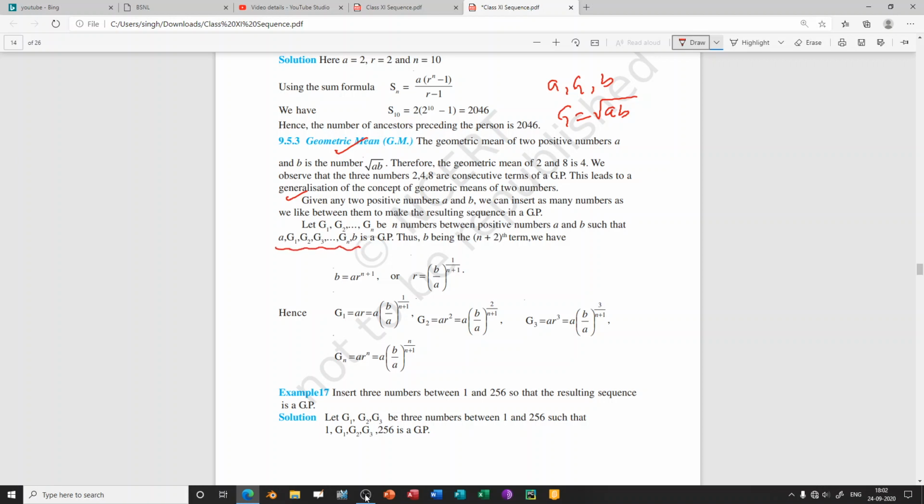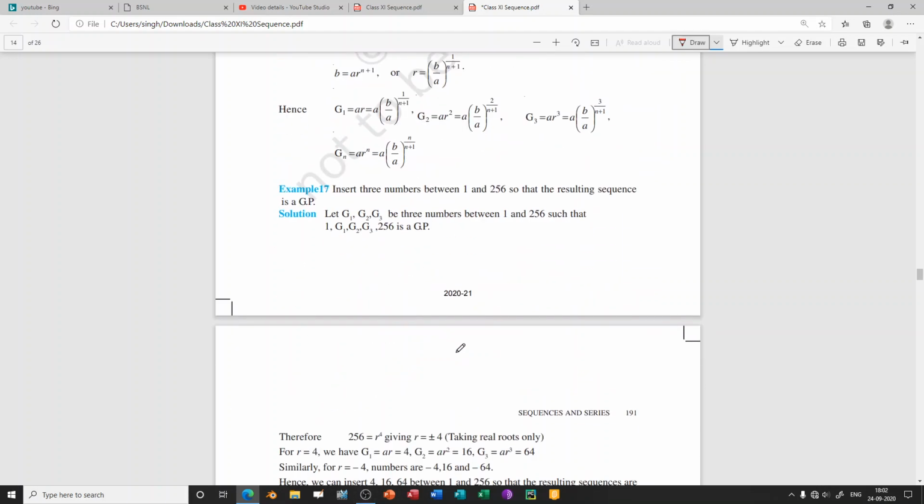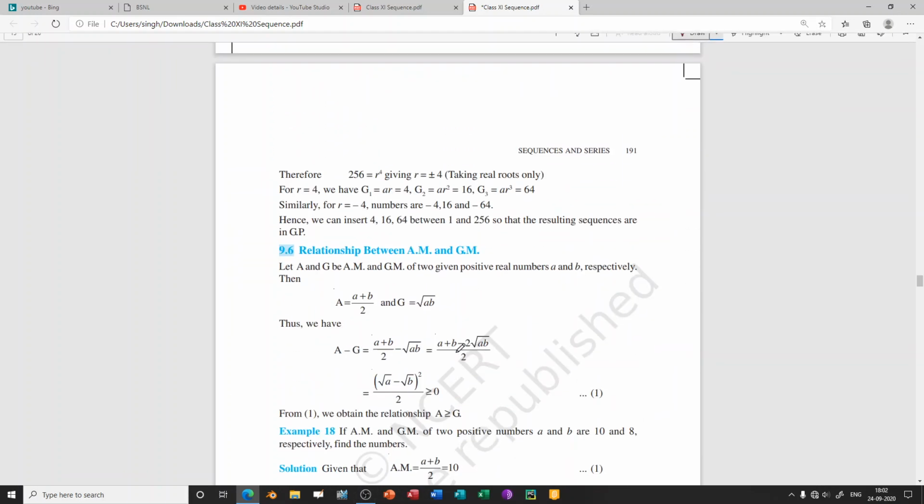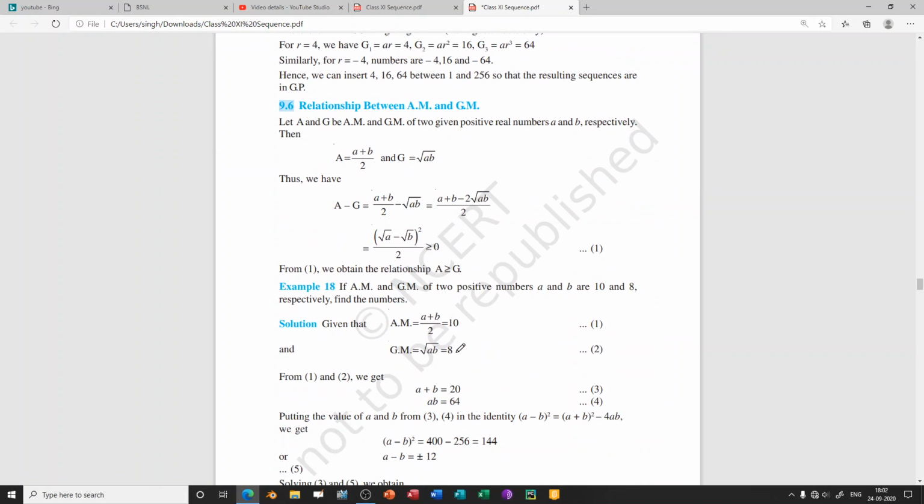And it is very simple to find them because the sequence a, G1, G2, G3 so on till Gn, and then the number b is a GP, and we can apply the definition of GP. So easily we can find the numbers. Next we'll find the relationship between arithmetic mean and geometric mean. Let capital A and capital G be the arithmetic mean and geometric mean of two positive real numbers a and b respectively. Then A equals (a plus b) by 2 and G equals root of ab.